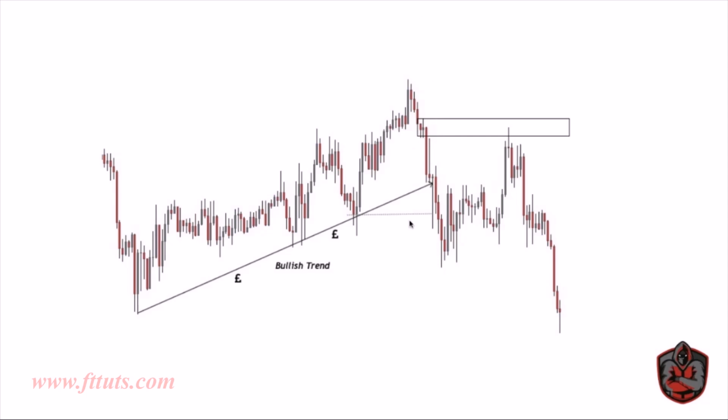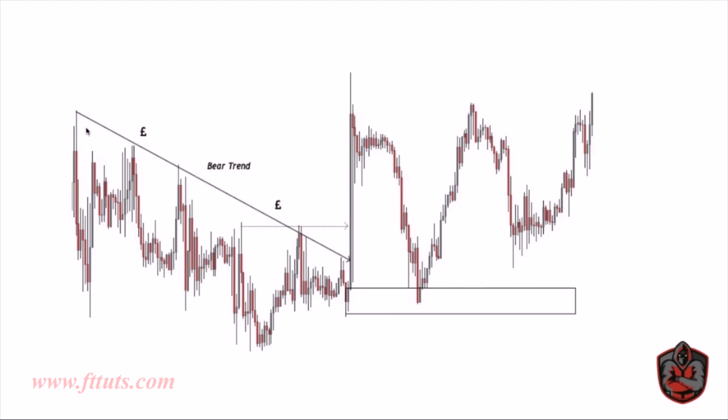Liquidity was taken out, structure was broken, price pulls back, mitigates this area of supply, and then continues price over to the downside. This is another example. Price was printing a series of lower highs and lower lows.